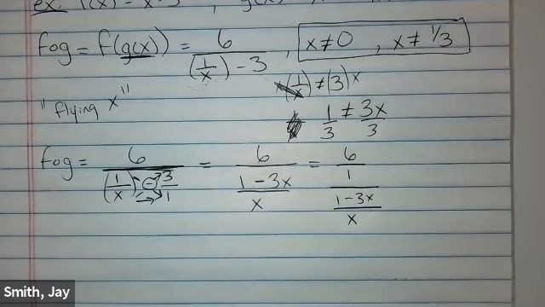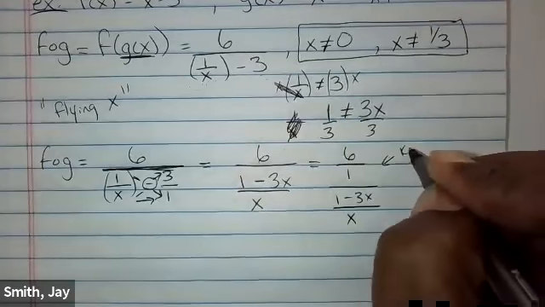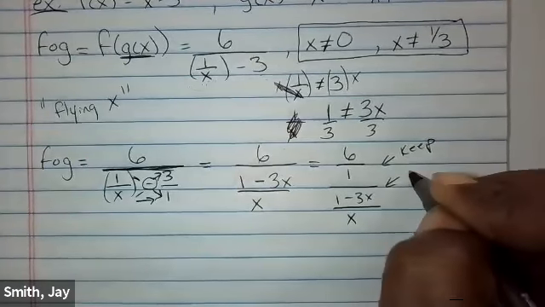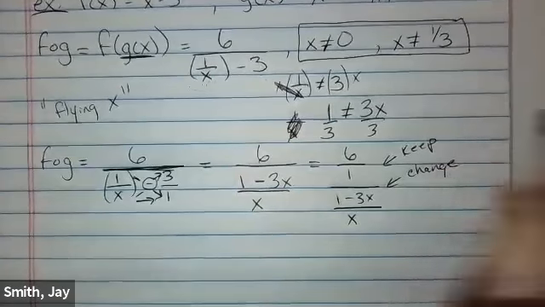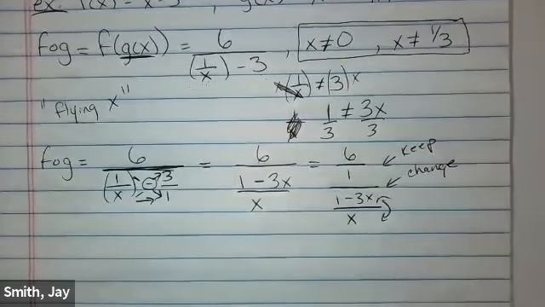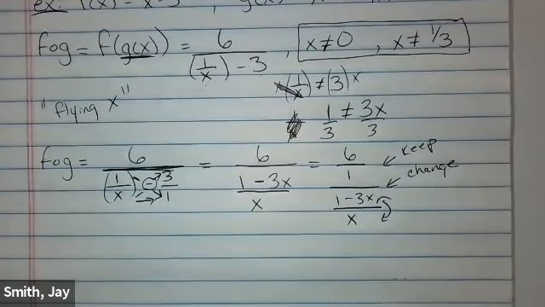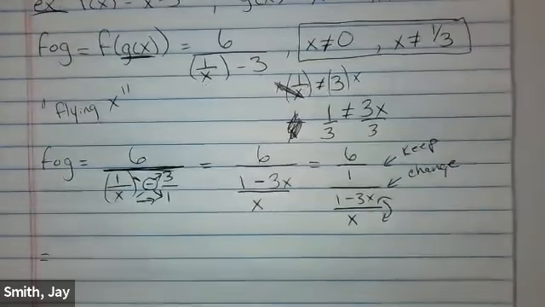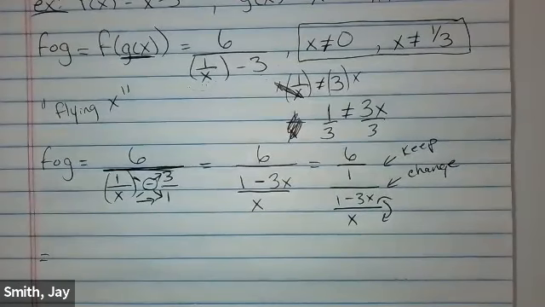And I would do keep, change, flip. This is how we divide a fraction by a fraction. So we're going to keep the top fraction the same, change division to multiplication, and then flip the bottom fraction. This way it's not some complex fraction where we're dividing a fraction by a fraction. What we're doing is taking 2 fractions and multiplying them, which is a lot simpler to do.